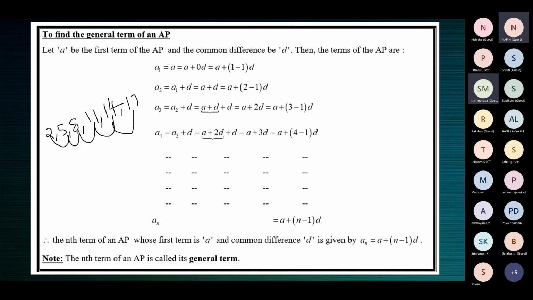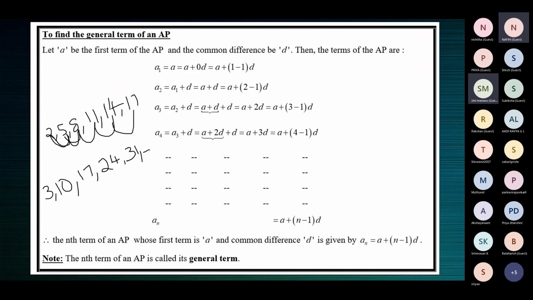How do you find the common difference? Second term minus first term, third term minus second term. And if you know the first term and the common difference, how do you generate the AP? Suppose the first term is 3 and the common difference is 7. 3, 3 plus 7 is 10, 10 plus 7 is 17, 17 plus 7 is 24, 24 plus 7 is 31, and so on.